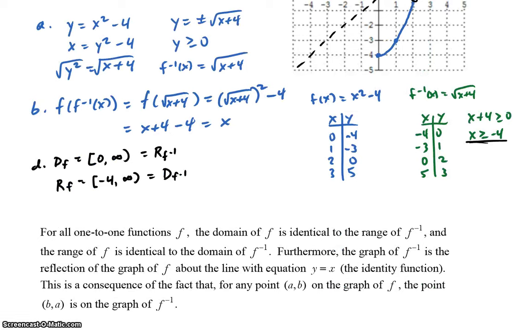At the bottom of the notes, you see that everything that I've mentioned in this example is summarized in that final paragraph. For all one-to-one functions f, the domain of f is identical to the range of f inverse, and the range of f is identical to the domain of f inverse. Furthermore, the graph of f inverse is the reflection of the graph of f about the line with the equation y equals x. The identity function, this is the identity function f of x equals x actually. This is a consequence of the fact that for any point (a, b) on the graph of f, the point (b, a) is on the graph of f inverse, where the roles of x and y have been interchanged.